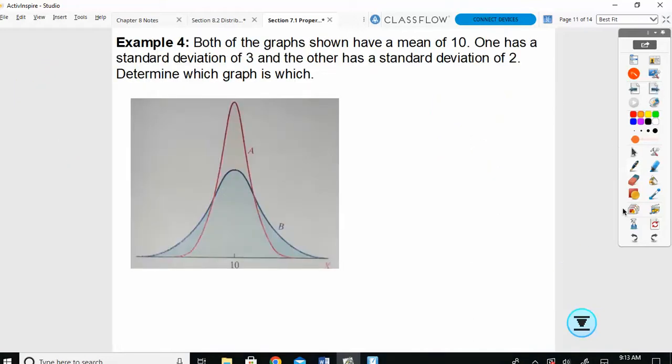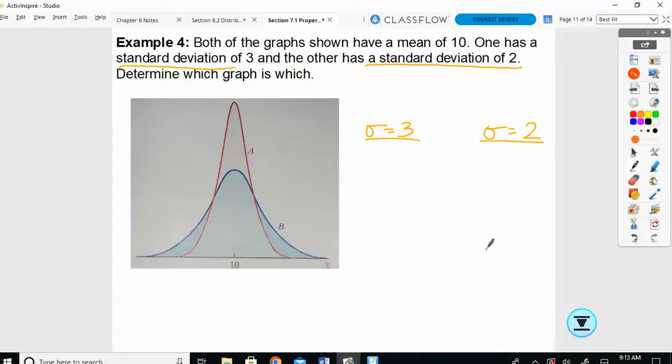So I'm going to put another graph up here. It has 2 different functions, A and B. Both of these have a mean of 10, which we can see because they both peak at 10. But one of them has a standard deviation of 3. The other has a standard deviation of 2. I want to know which one is which. So one of these standard deviations is 3.